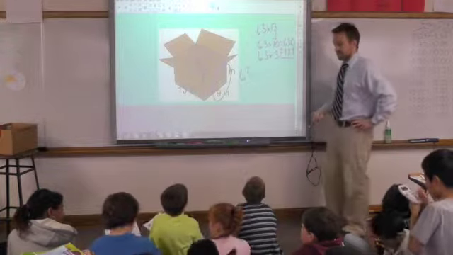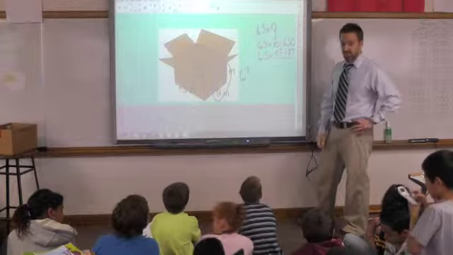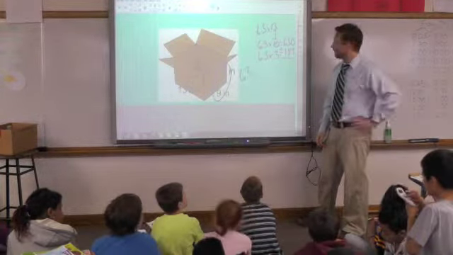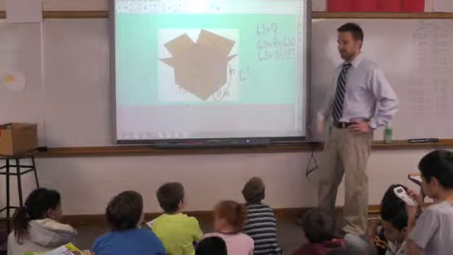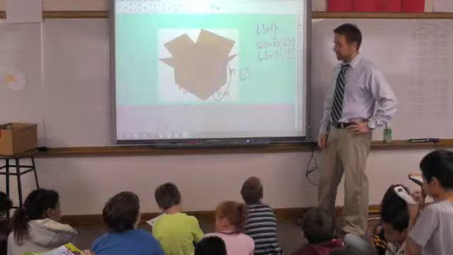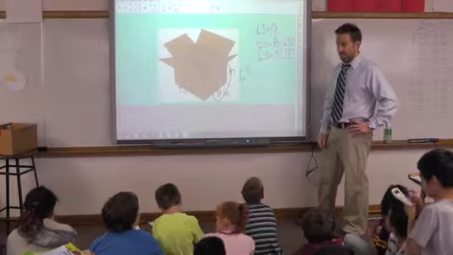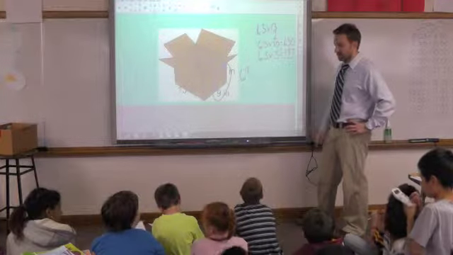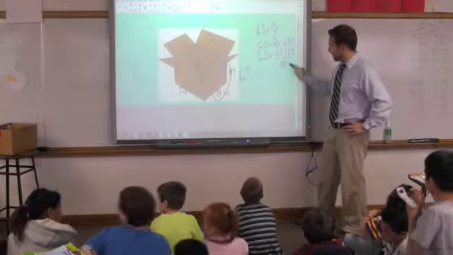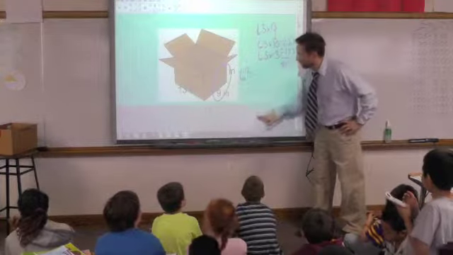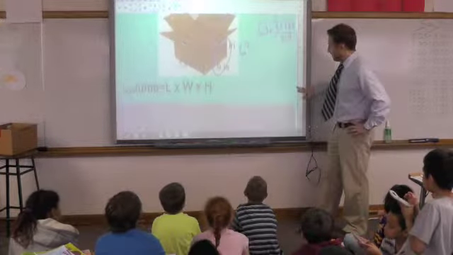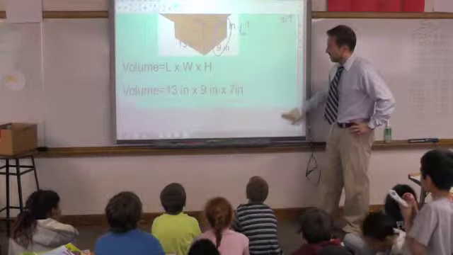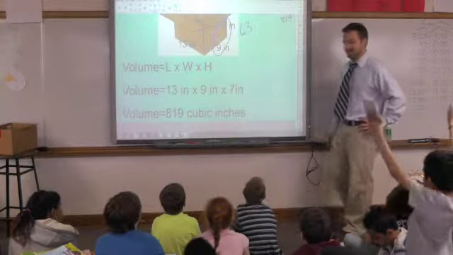So then add these up. What's 630 plus 100? 730, right? Plus 80. 730 plus 80. 810. Plus 9 more makes 819. Let's see if we were right. Yay! You were. Good job.